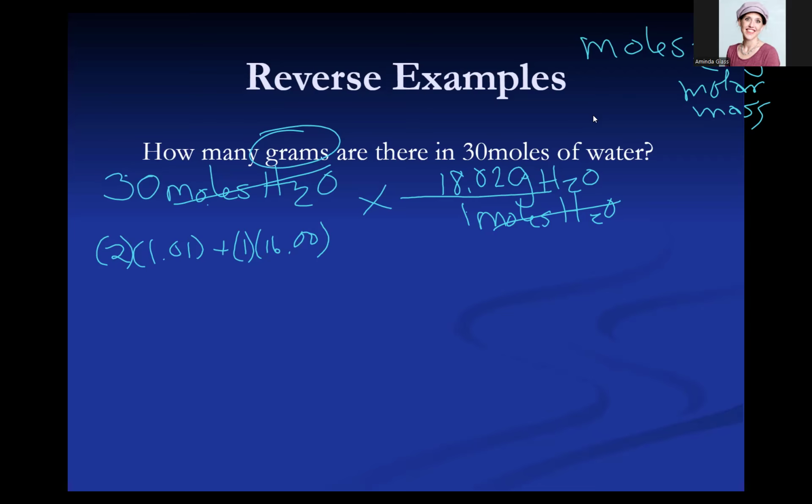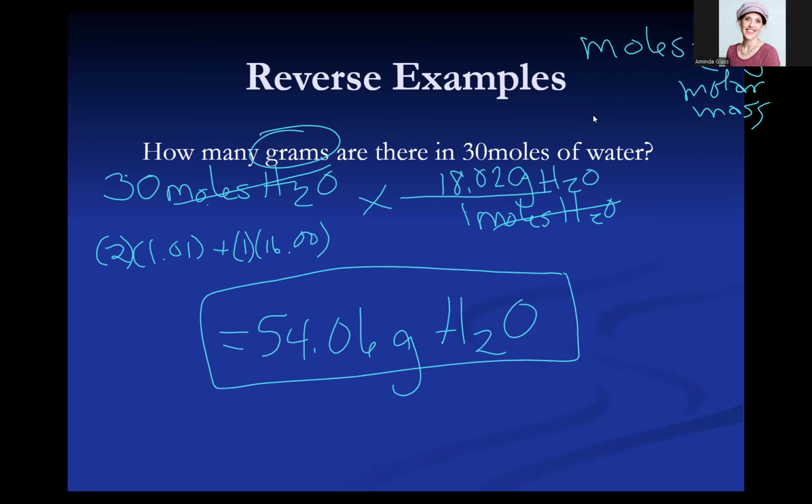So it's 30 times 18.02 divided by 1, and that gives me 54.06 grams of water. There we go. All right, let's look at this.